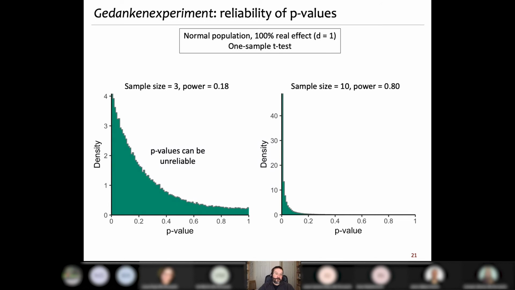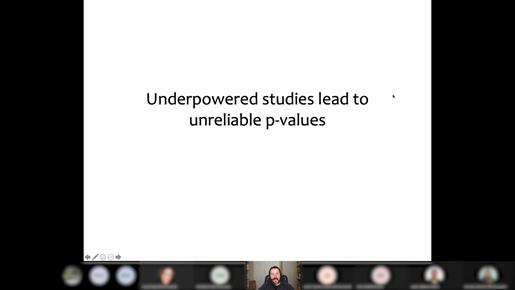They are not reproducible. However, if you take a sample of size 10, and you see that your simulated p-values are concentrated close to 0, this experiment is much more reproducible. And the reason for this is that sample size of 3 will give you a power of only 18%, while the sample size of 10 will give you a power of 80%. Underpowered studies lead to unreliable p-values.